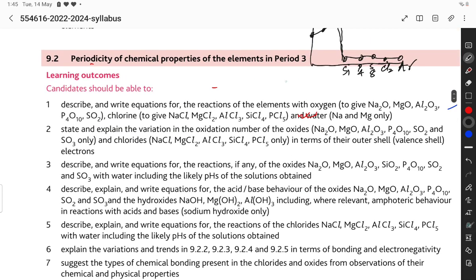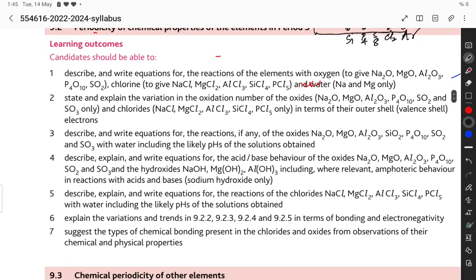Periodicity of chemical properties of the elements in period 3, learning outcomes. Candidates should be able to describe and write equations for the reaction of the elements with oxygen to give sodium oxide, magnesium oxide, aluminium oxide, phosphorus(V) oxide, and sulfur dioxide.